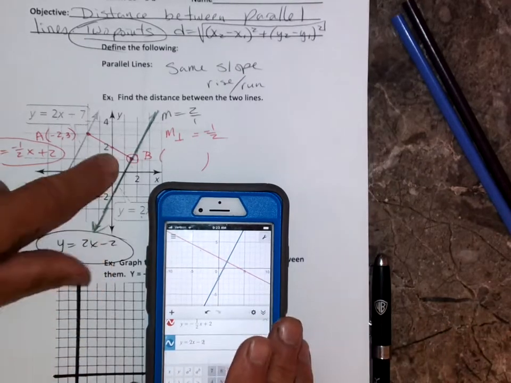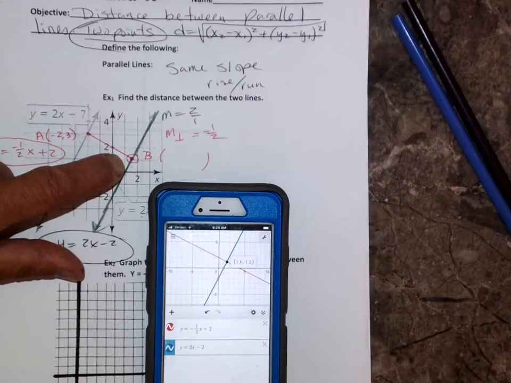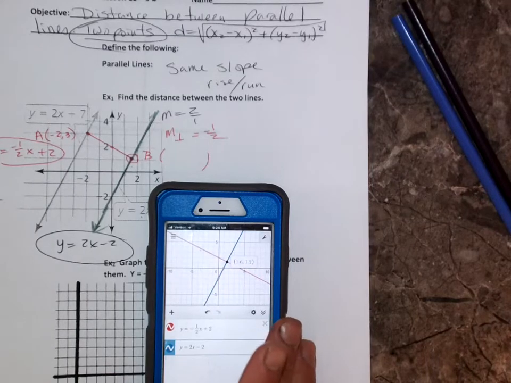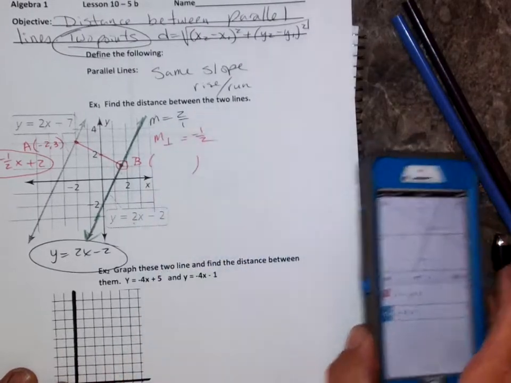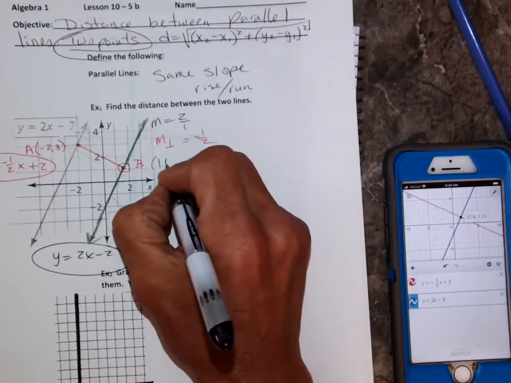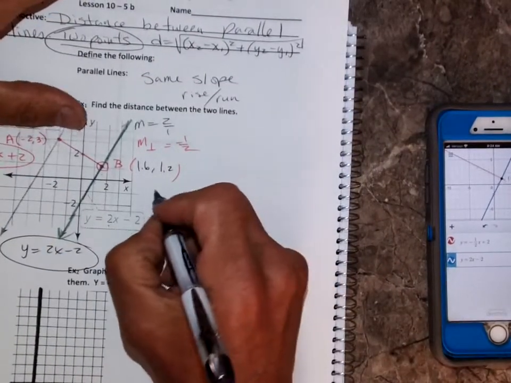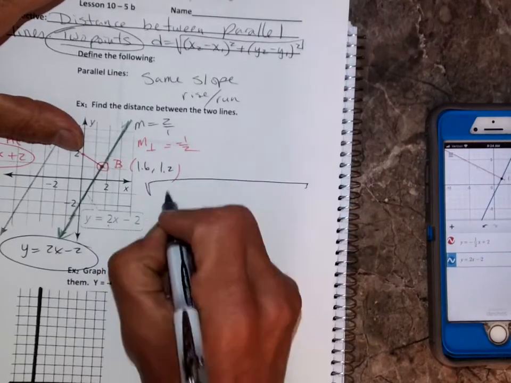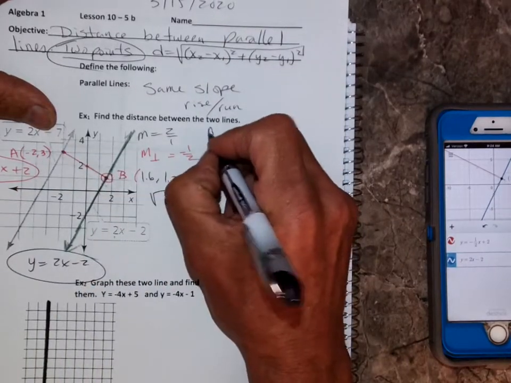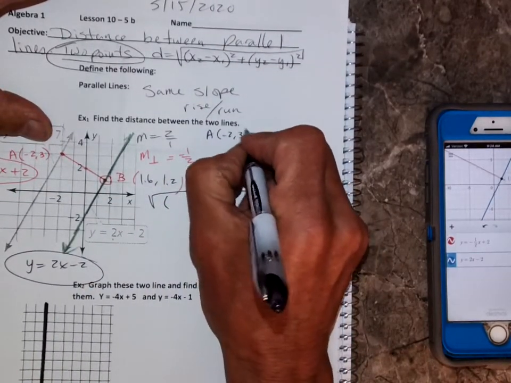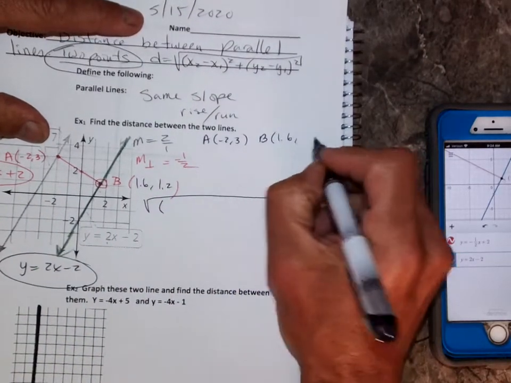So what I'm really looking for is this point of intersection, which is this point here. Tap on it, and it's a positive 1.6 and 1.2, so I was actually off on my estimation, wasn't I? So the point I'm looking for is 1.6, comma 1.2. Now, if I want to find the distance, I'm just going to use my distance formula. So I'm going to go big square root of, and here's my two points. A is -2, 3, and point B, because I want to find the length, is 1.6 and 1.2.